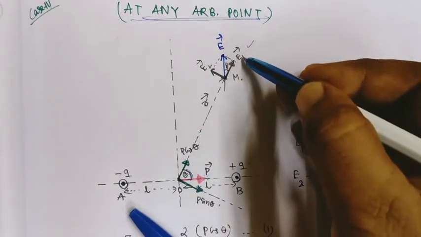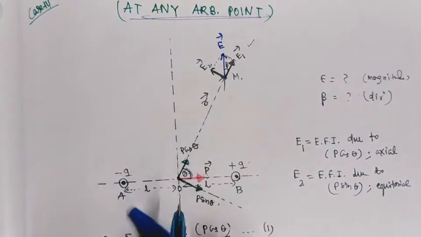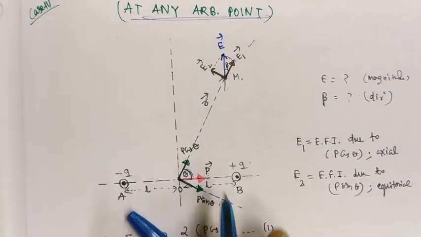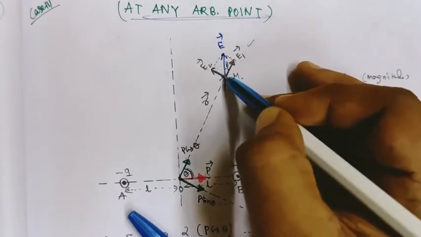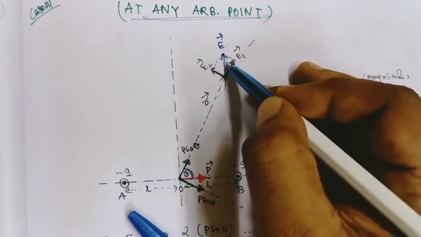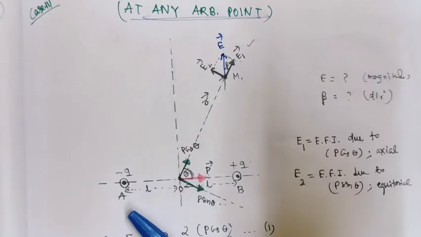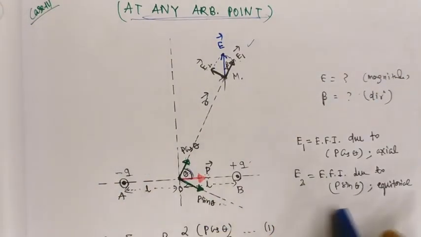This is similar to case 1. E2 is opposite to P sin theta. This is similar to case 2. Now combining E1 and E2, this is resultant vector E vector, and this is the direction beta. Then we will come to calculation part.